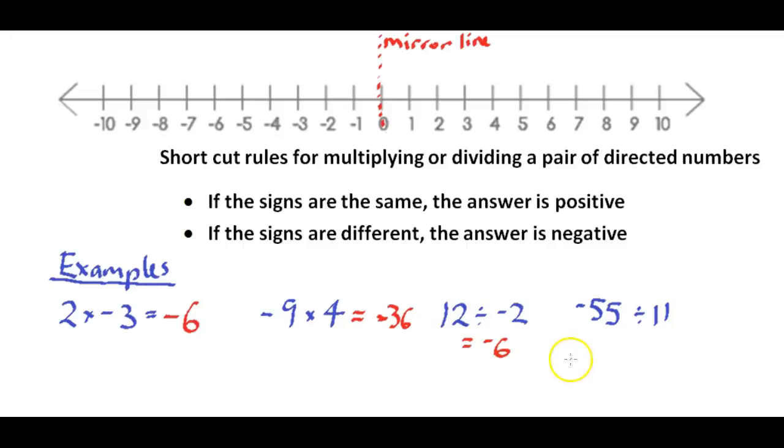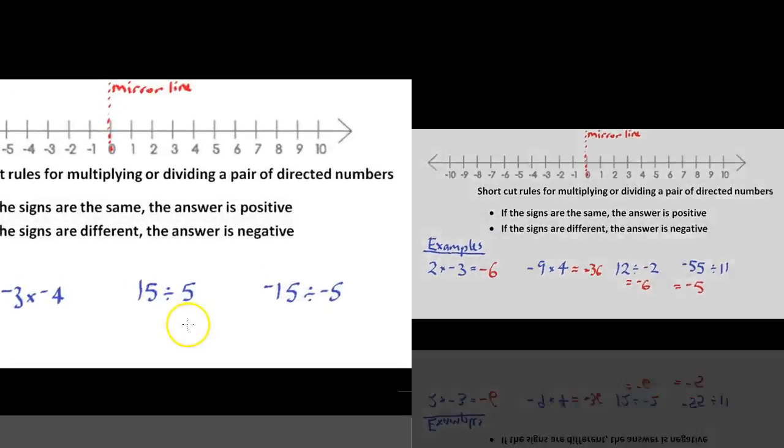For the last one of this kind, we're going to see how many 11s fit into 55, and 5 of them do. So my answer is 5, and it's a negative divided by a positive, so the signs are different, so the answer is negative. Let's look at some more examples.